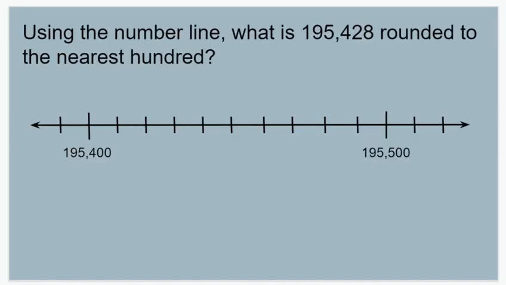Here I have, using the number line, what is 195,428 rounded to the nearest hundred. So I notice on my number line I have 195,400, 195,500. Those are my benchmarks, and they're both represented up to the hundreds place value. So it will be easy for me to round this number to the hundreds place once I get it onto my number line.